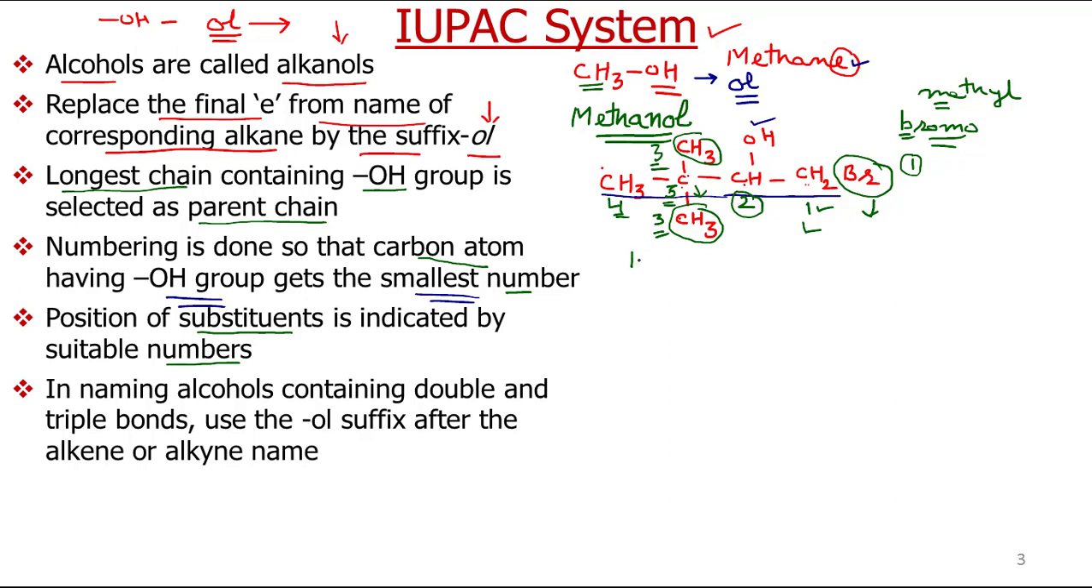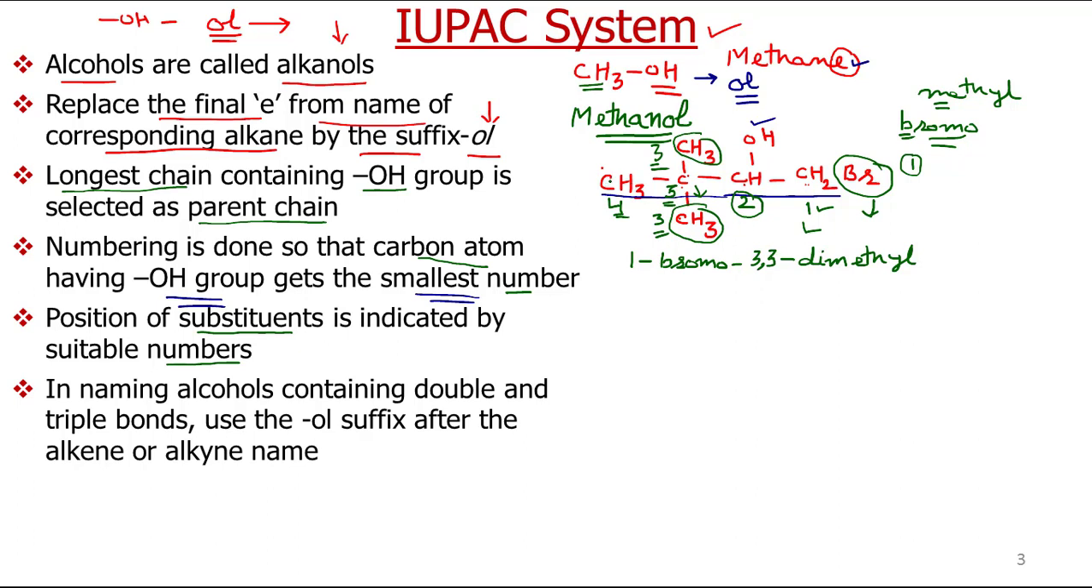And whenever there is a number and a letter, we always use a hyphen. So it is 1-bromo. Now the other substituents are two methyl groups, both present at the third carbon, so we will write 3, dimethyl. While following the alphabetical order, you don't have to consider di; you have to consider the name of the substituent. So it is 1-bromo-3,3-dimethyl.